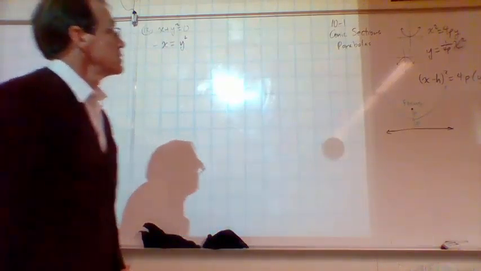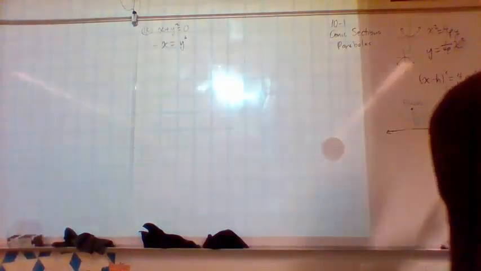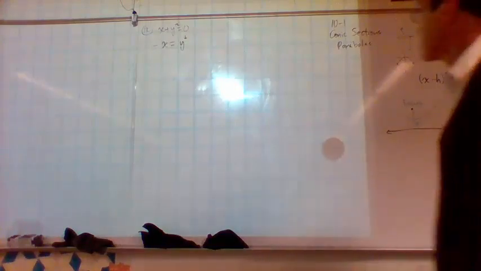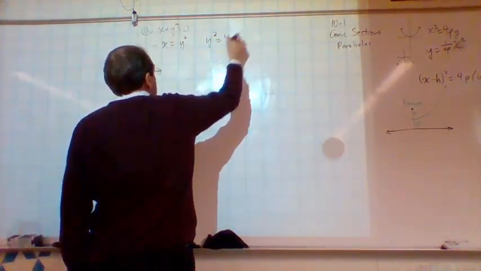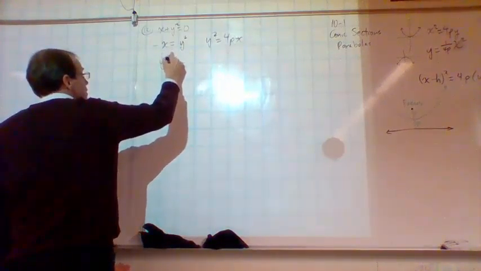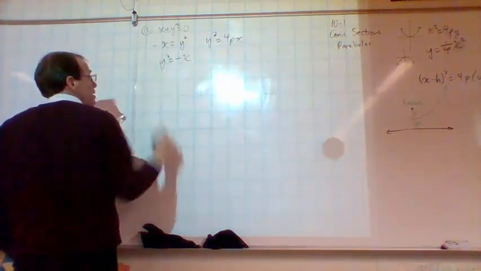Okay. Now, if I look over here at the other equations that are like that, it says y squared equals 4px is the one I'm looking for. Y squared equals 4px. Let me rewrite that. That's y squared equals negative x.